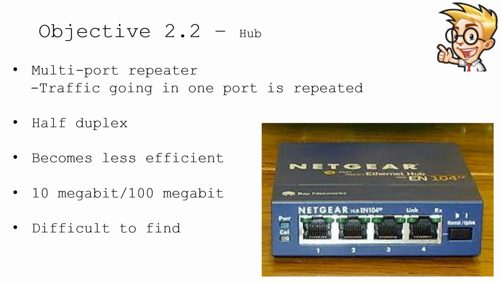And on top of that, we're not able to run any full duplex communications to a hub. So all of the devices plugged into this hub will operate at half duplex, which means it can only send and then wait and then receive. It cannot send and receive at the same time. So this is much less efficient than a switch, which can route and switch more intelligently. It's also limited to speeds of 10 megabits or 100 megabits, and quite difficult to find nowadays. It's rare to find this hardware.